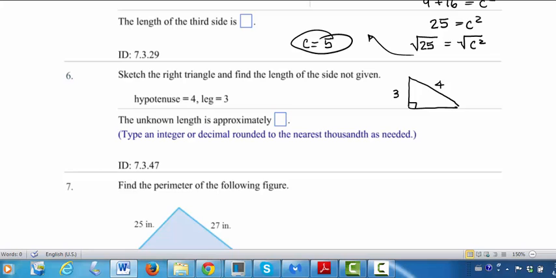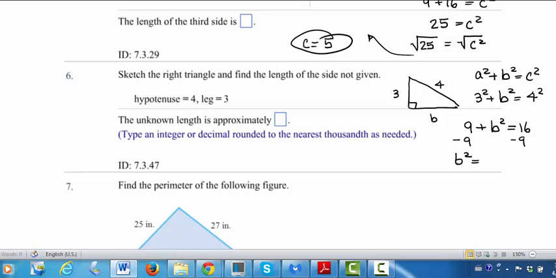Okay? Now this relationship still holds. I don't know what this third side is here, right? I'm going to call that one B. Again, it's the same relationship. It's one leg squared plus another leg squared equals the hypotenuse squared. So in this case, I have 3 squared plus B squared equals 4 squared. So I have 9 plus B squared equals 16. So if I subtract 9 from both sides, I get B squared equals 7.